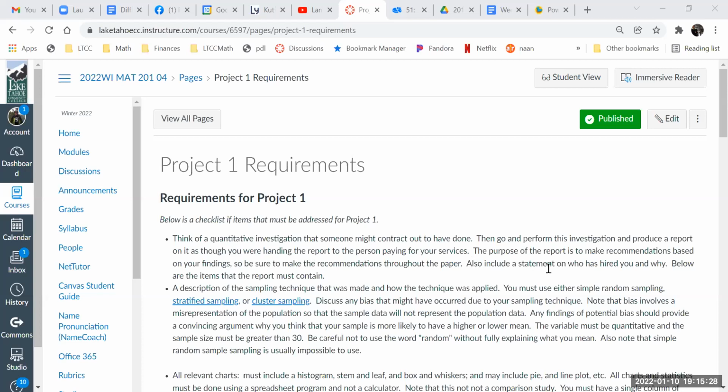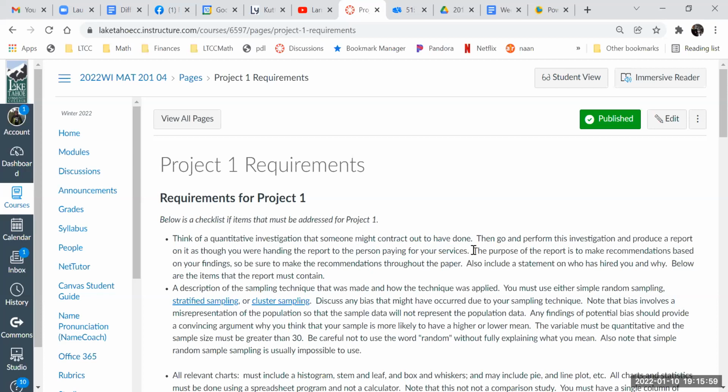Okay. And you're going to go and perform the investigation and produce a report on it as though you were handing the report to the person paying for your services. Now, you don't have to find a person to pay for your services, but you have to pretend you found someone to pay for the services. Got it? And in your project, you're going to have to identify who's paying. Okay, in theory, at least. Got it? Any questions on that?